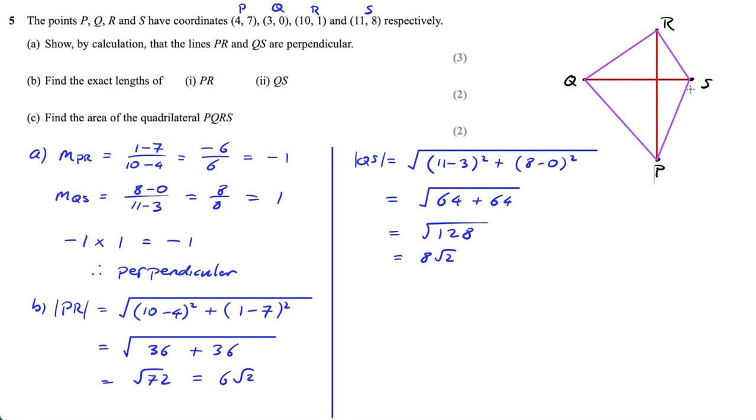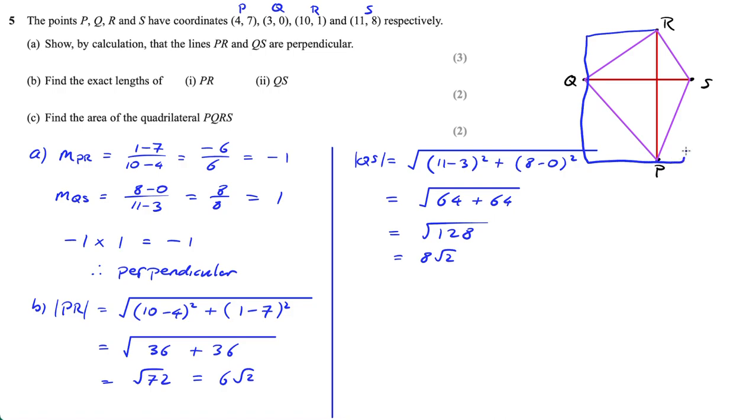Now what we can do is, we can say that if you do this times this and halve it, you can get the area of the full thing. Why does that work? Well, it works because if I do this times this, I basically get the area of this rectangle here, like that.